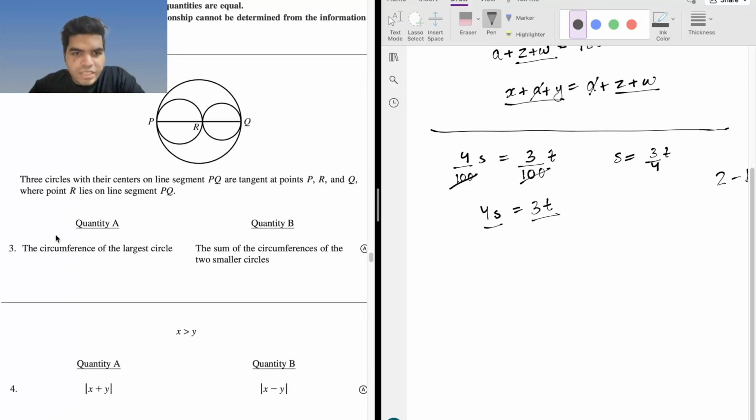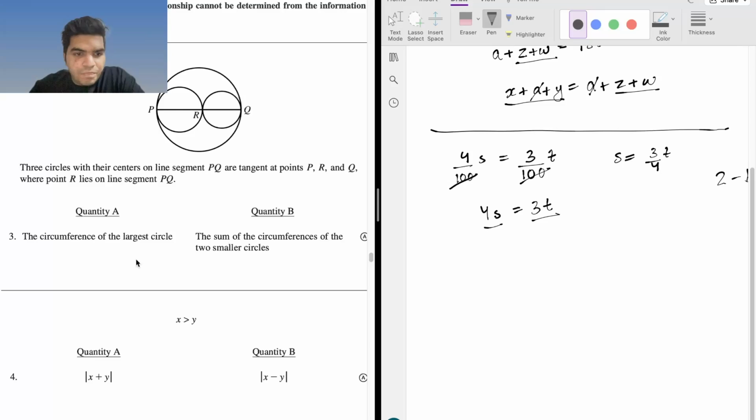Now we are asked whether the circumference of the largest circle is bigger, or the sum of the circumferences of the smaller circles. Very simple. Very straightforward, to be honest. Let's look at this. This is my figure.